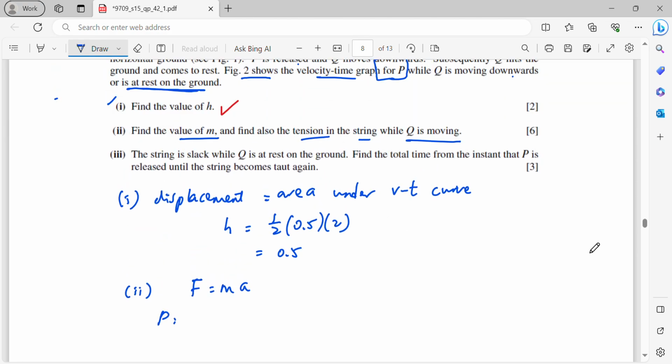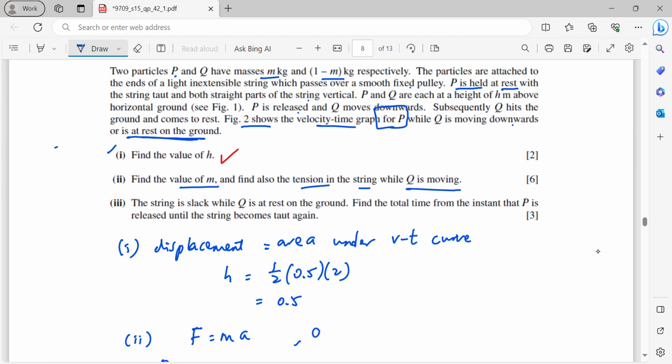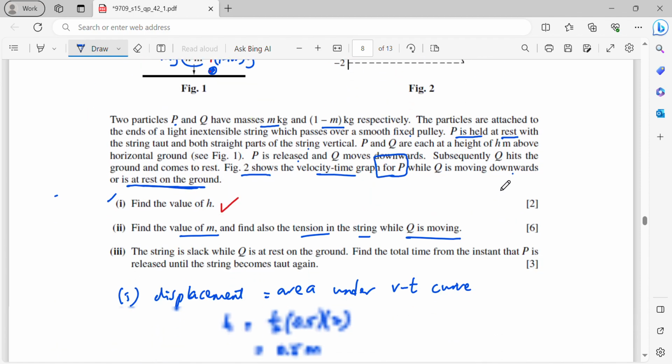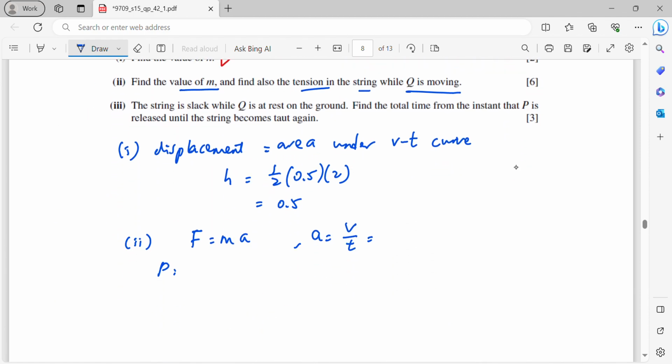The a can be found by referring to the graph. So a equals v over t. I know that the particle P reaches this speed, 2 meters per second, within 0.5 seconds. Therefore, v is 2, the time is 0.5. That is my acceleration, which means I'm getting 4 meters per second squared. After this, I will just substitute into the a here.